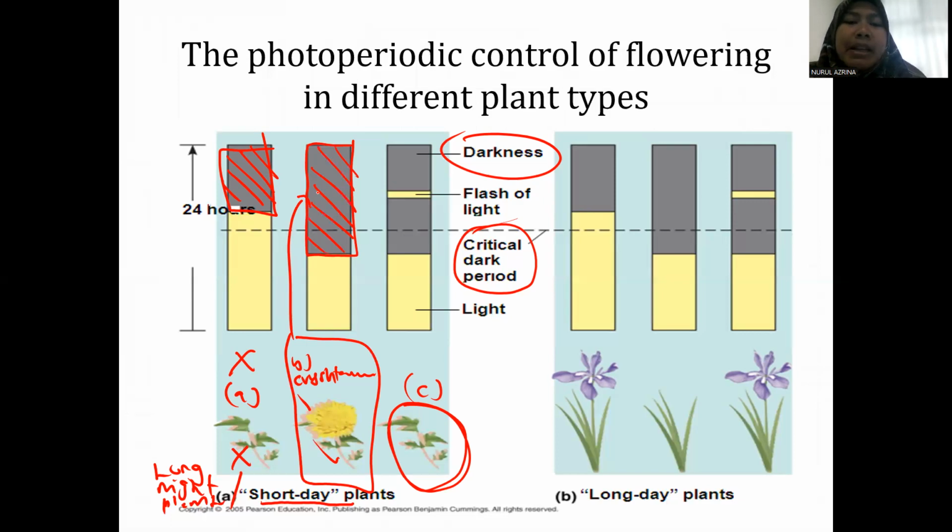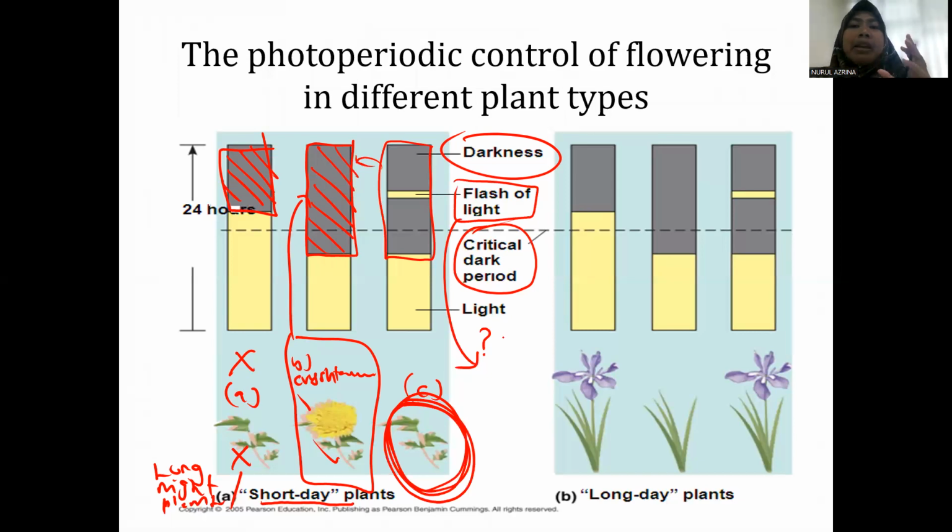Next, the third experiment. The plant is exposed to the same dark period as experiment B, right? But why is the plant not flowering? This is because there is presence of a flash of light. So what does this flash of light do? Okay, remember the requirement? The dark period must be continuous.